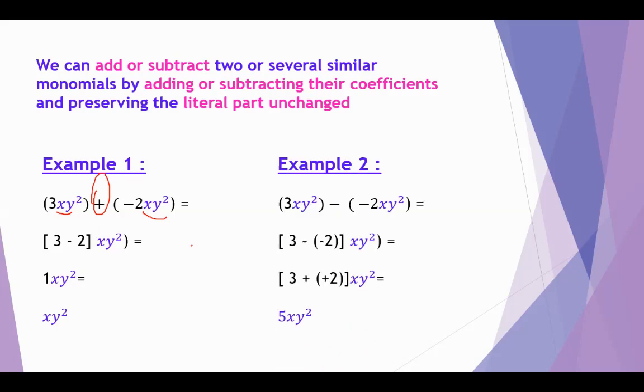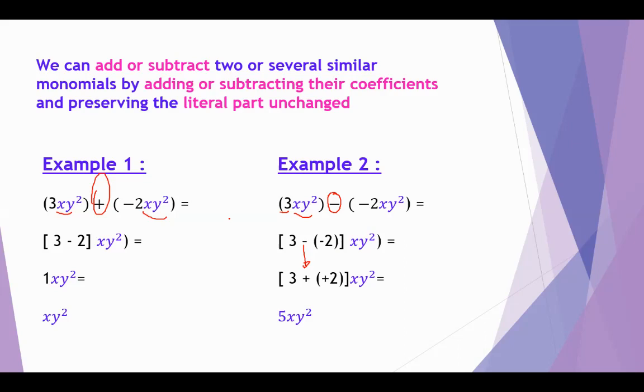Another example: 3xy² minus 2xy². So here we have a subtraction, so we use the rule of sign numbers. 3 minus 2: here we transform the minus to plus and write the opposite of the second number. And we don't touch the variables. xy² is the same. It's equal to 5xy².